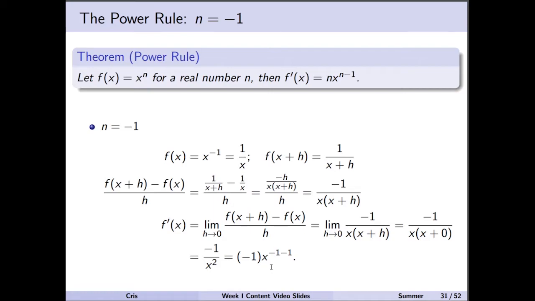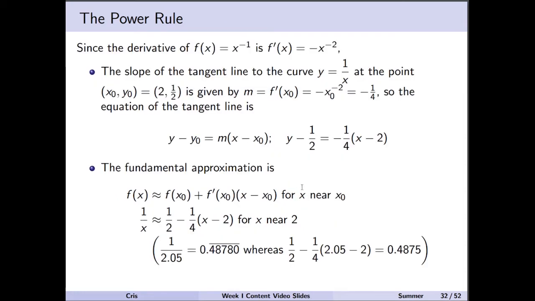Let's go ahead and use this information, that the derivative of 1 over x is minus 1 over x squared, to find the slope of a tangent line on this hyperbola. So we have the curve y equals 1 over x. Let's look at the point, say, 2 comma 1/2. The slope of the tangent line m is given by f prime of x naught, which is minus 2 to the minus 2, which is minus 1/4.